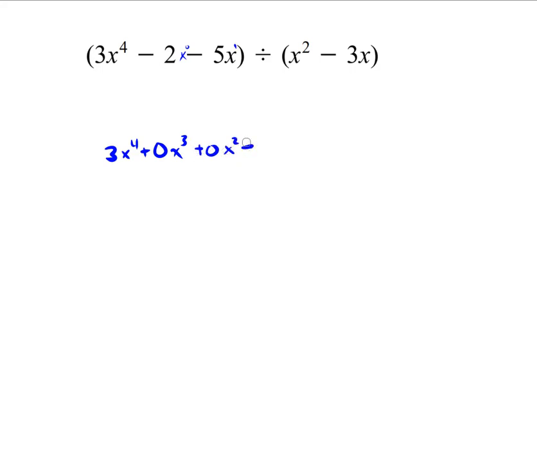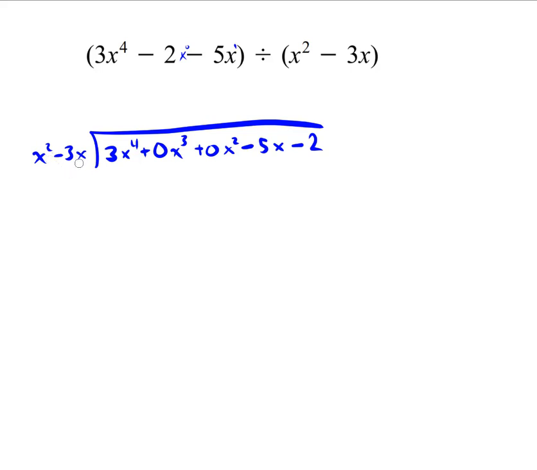And then now I can finally get to the terms I actually do have. I got a minus 5x to the 1, right? And I also have a minus 2, right? I don't need to write the x to the 0. I could, but I'm not going to, because it's kind of pointless. And basically I end up with that here, and I'm going to divide that by my divisor, which is x squared minus 3x.